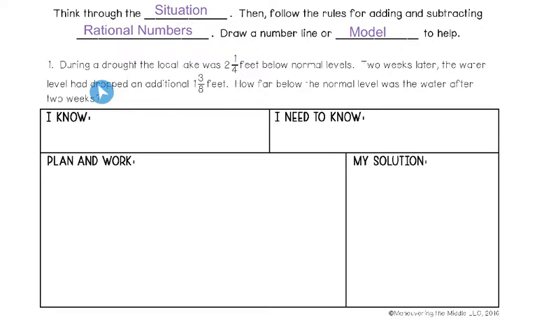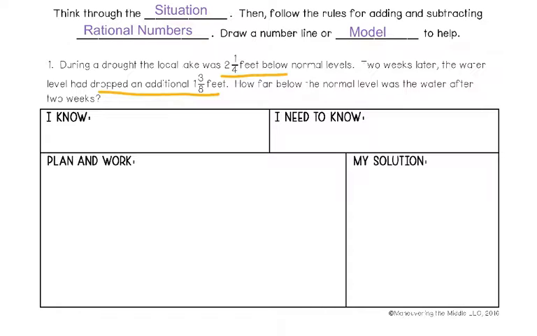So number one, it says, during a drought, the local lake was 2¼ feet below normal levels. As we go through a word problem, you always want to underline the important information. So 2¼ feet below would be a negative 2¼ feet. 2 weeks later, the water level had dropped an additional 1⅜ feet. So it dropped an additional 1⅜ feet. How far below the normal level was the water after 2 weeks?